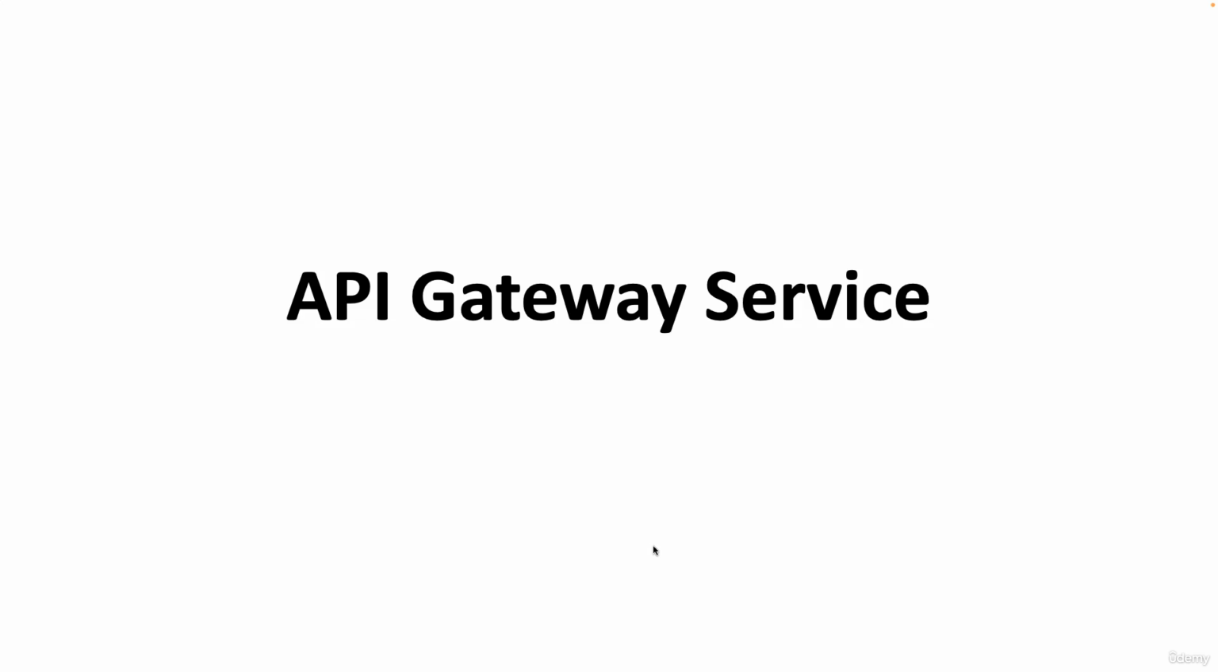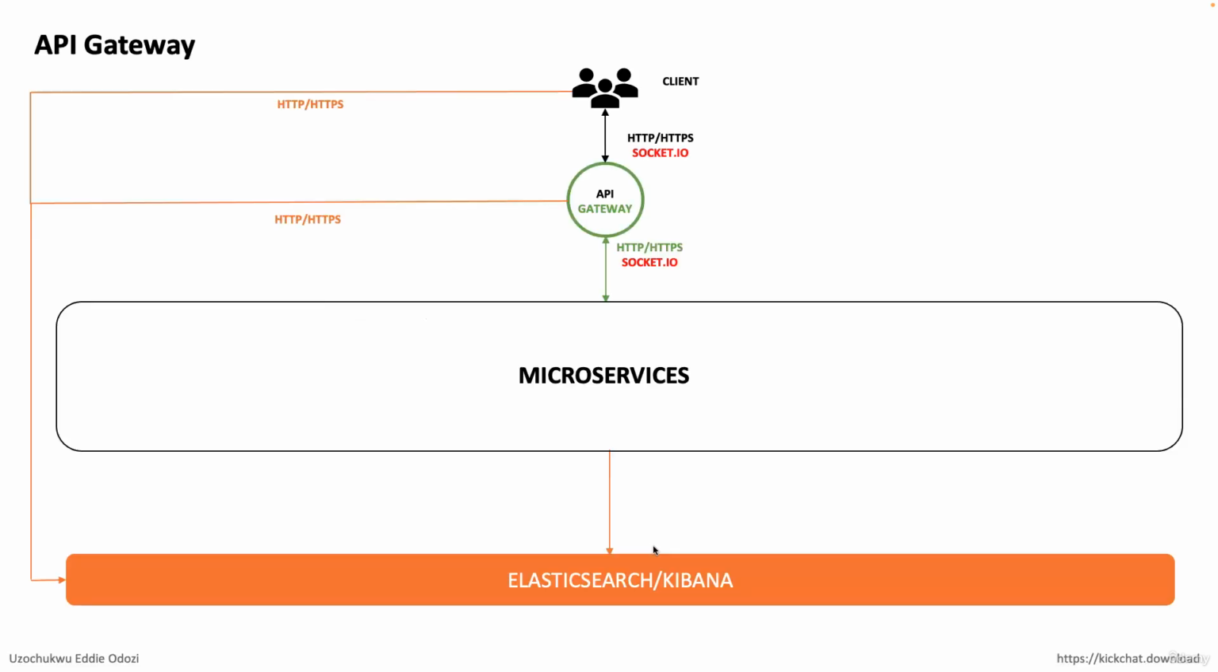Now, communication between the API gateway and other microservices will be the request response pattern. We are going to use HTTP. It's possible to implement communication between microservices and your API gateway using the event-driven pattern, but for us, we are going to use the request response pattern, while the communication between the other services will be event-driven. You've seen something like this before, but just to give an overview of what the API gateway is and what it will do.